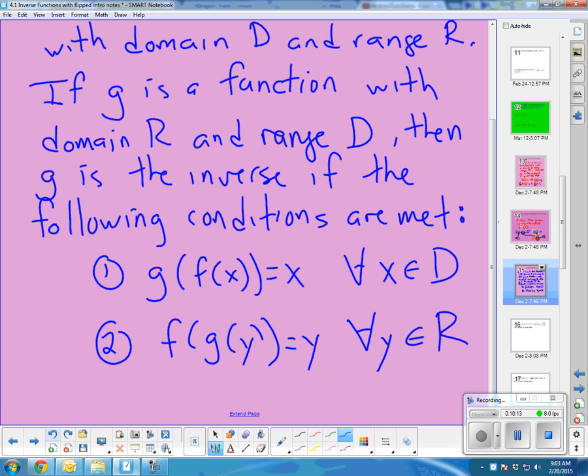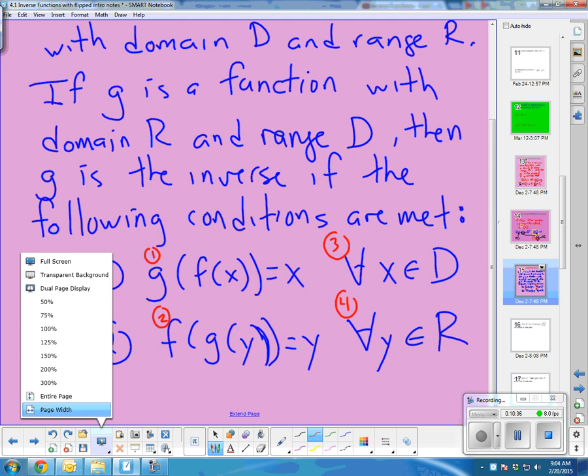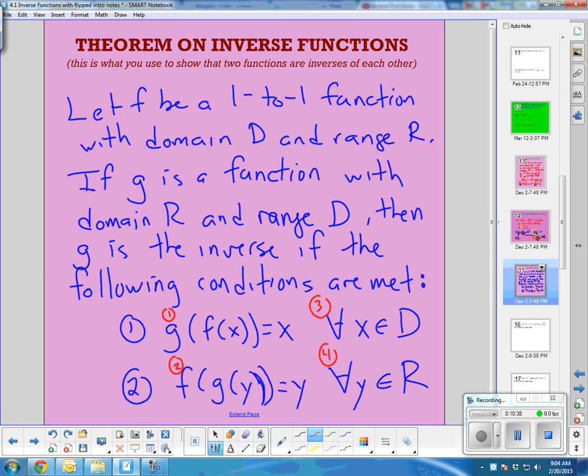Now that has to be true once again in all cases. So it's almost like we have four things to worry about. There's two conditions, but each condition has two pieces to it. Okay? So that's the definition. That's the theorem that we are going to use to demonstrate that two functions are inverses of each other.